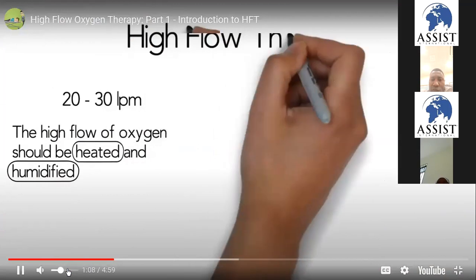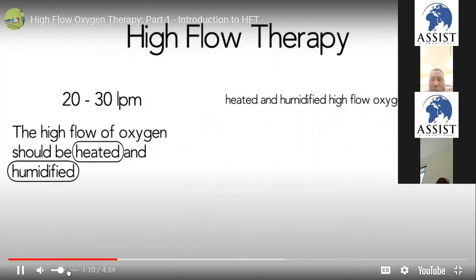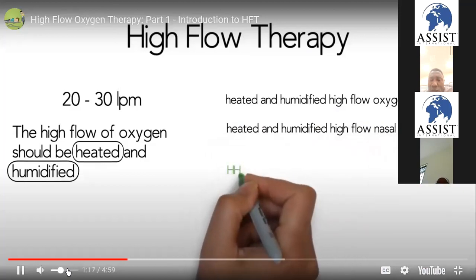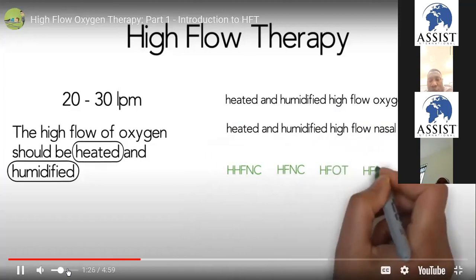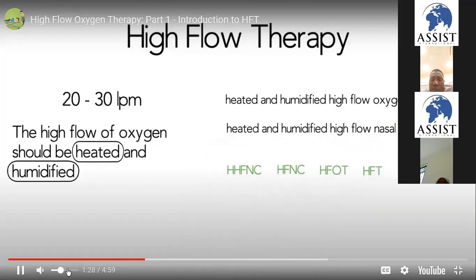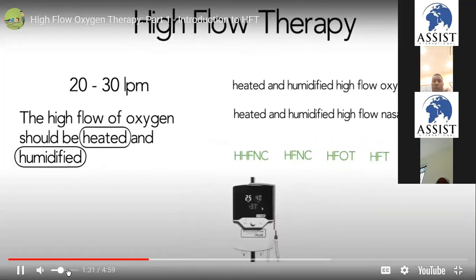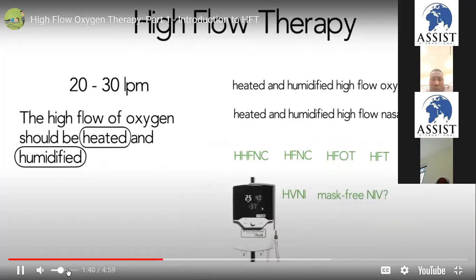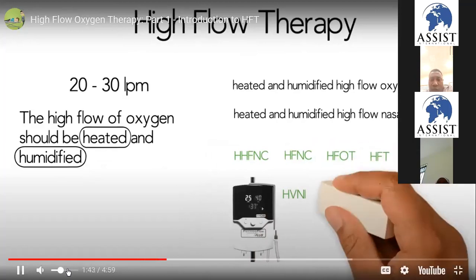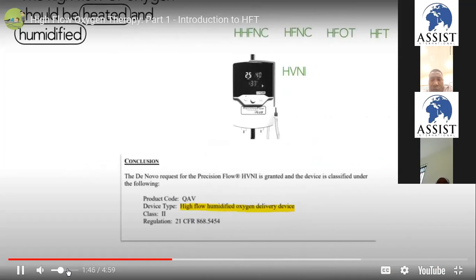Sometimes you'll see high flow therapy described as heated and humidified high flow oxygen therapy, or heated and humidified high flow nasal cannula, or to keep it short, it may be referred to as HHFNC or HFNC or even HFOT or HFT or some other variation of that. More recently, Vapotherm has chosen to refer to their heated high flow therapy as HVNI. They've even tried to describe HVNI as mask-free NIV, but don't get thrown off. On the FDA's website, it clearly identifies their device type as high-flow humidified oxygen delivery device.